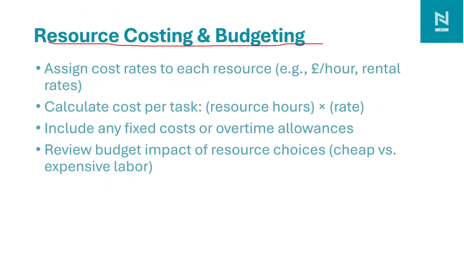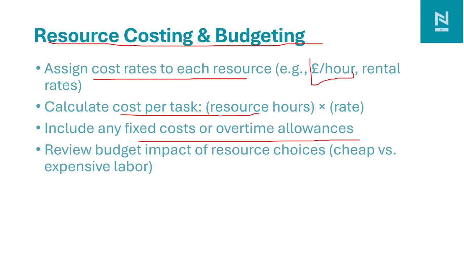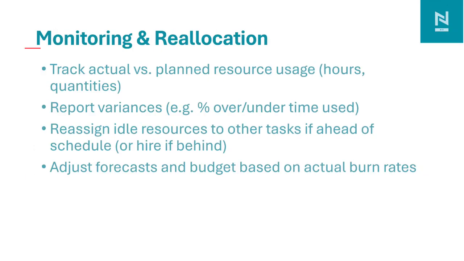Resource costing and budgeting. We need to assign the cost rate to each resource. In P6, we assign the pound per hour rental rate. We need to calculate the cost per task or resource hour, what the resource rate is for it, and also include the fixed cost or overtime allowance, for example expenses for the resource, and other expenses meaning indirect cost in the project. We need to review the budget impact resource-wise because some resources may be expensive, or we need to hire some SME which may be expensive, so we need to review the resources and review our budget every year. Monitoring and reallocation.